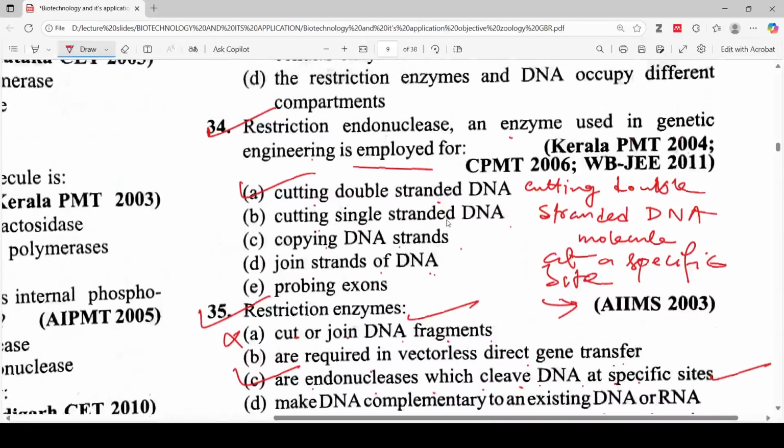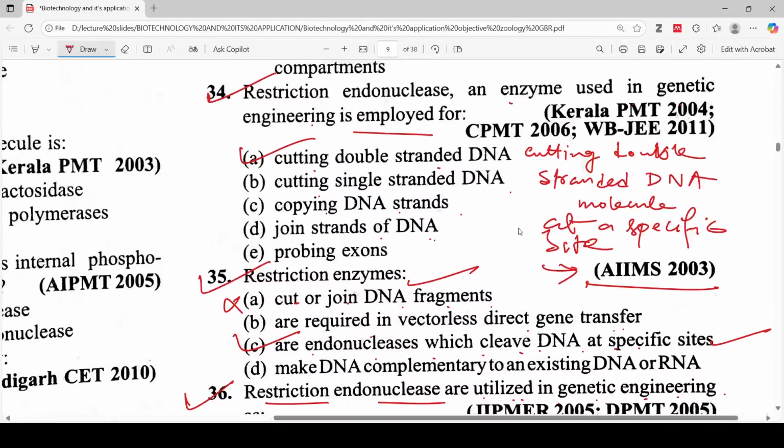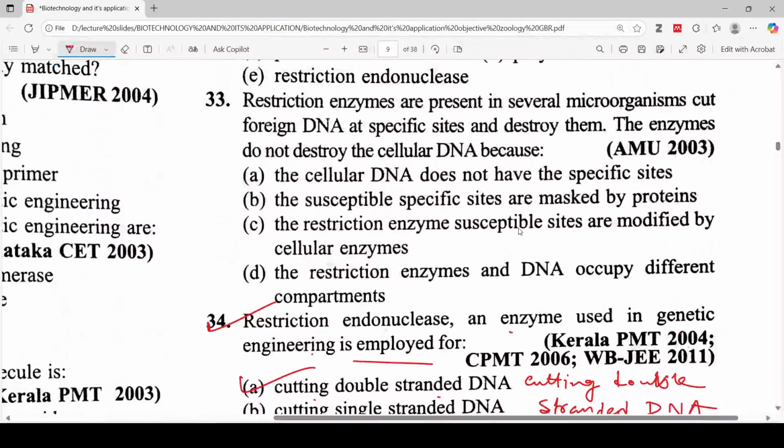So next question. This question comes from the AIIMS exam, all India. The restriction enzymes are present in several microorganisms, cut foreign DNA at a specific site and destroy them. The enzymes do not destroy the cellular DNA because the cellular DNA does not have the specific site. No, this option is not correct.